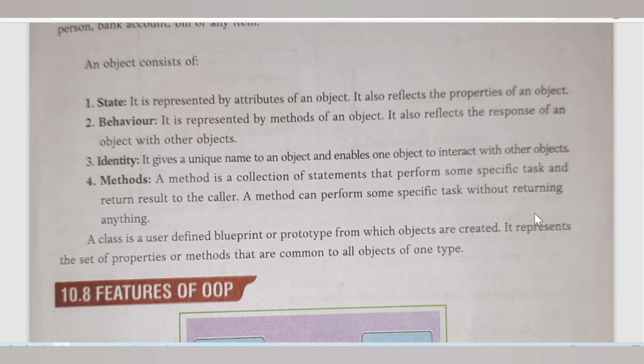And a class is a user-defined blueprint, prototype from which objects are created. To create an object, we always need a class. Through the class, we can declare the object and it represents properties or methods that are common to all objects of one type.